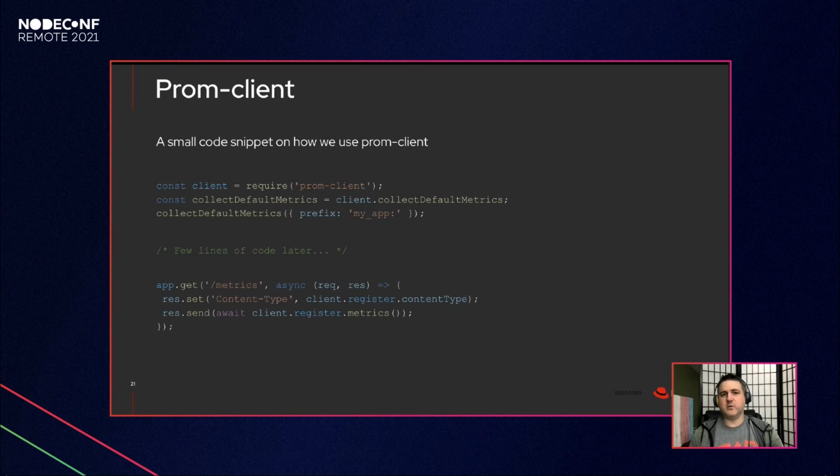So here is a small code snippet of how you require the prom-client module inside your application. This code is basically saying, hey, let me collect all the default metrics that you got. We're also adding a prefix to our metrics, which will help later on when we want to see the metrics for just our application. And a few lines of code later, we expose those metrics in the metrics endpoint. This is a code snippet from the demo that I'll show in a couple minutes.